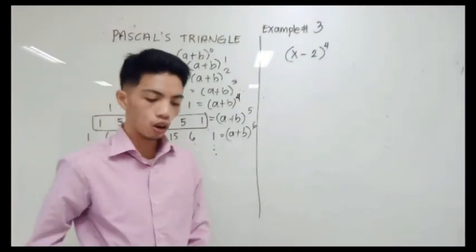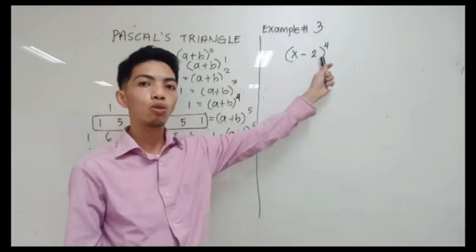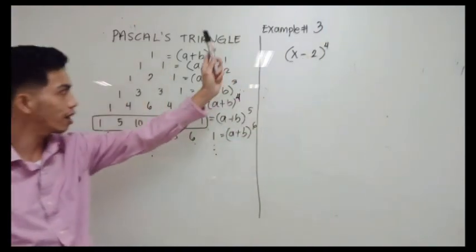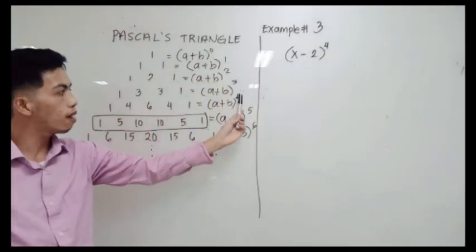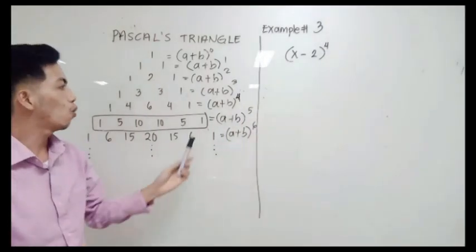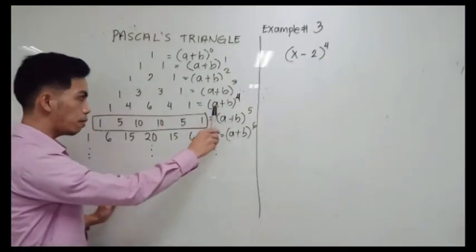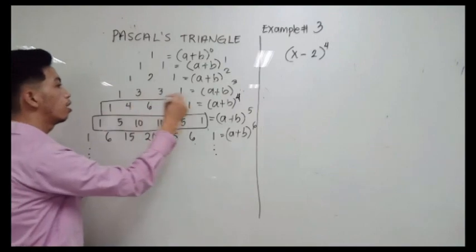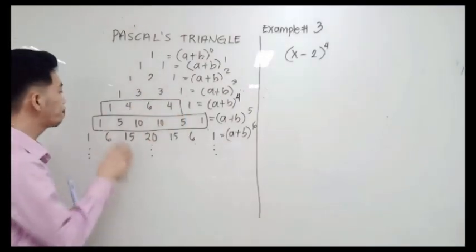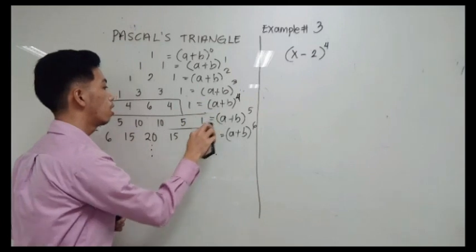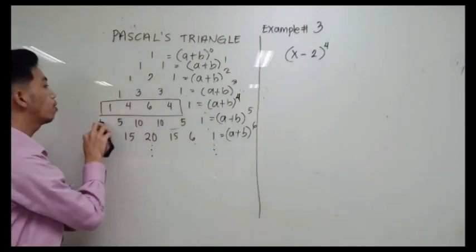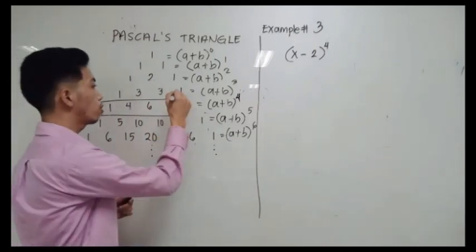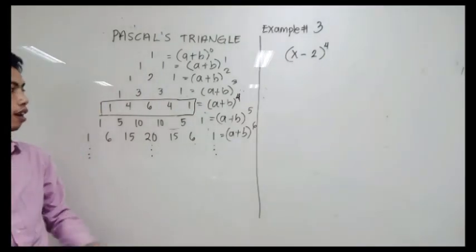In the third example, we are going to expand x minus 2 raised to 4. In expanding x minus 2 raised to 4, tingnan muna natin dito sa Pascal's Triangle kung alin nga ba ang binomial na naka-raise sa 4. So, as you can see, you have this one, a plus b raised to 4, which is equal to this pattern. So, you have 1, okay, so burahin lang natin yung kanina. So, you have 1, 4, 6, 4, 1.